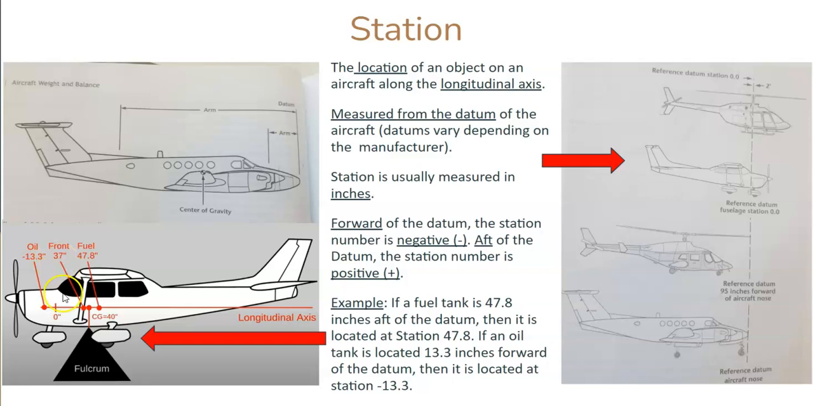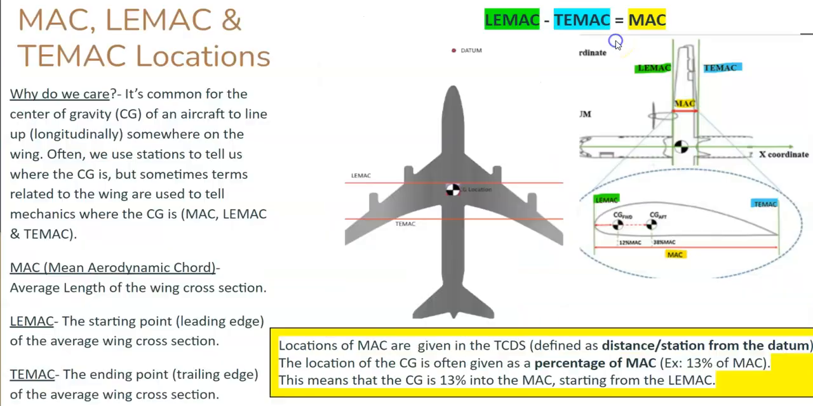Super important. But then if you take a look again, we have the front passenger seat, the fuel tanks, and the center of gravity here. Those all have positive values because it's aft from the datum. So back from the datum, or aft from the datum, it's positive. Forward from the datum, it's negative. So again, all this information is super important. Let's keep that in mind with station.